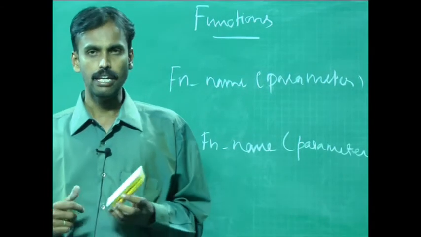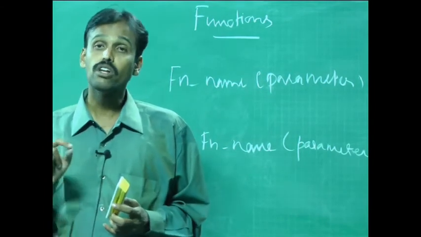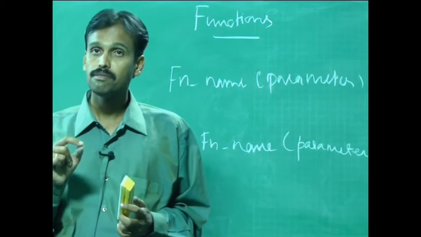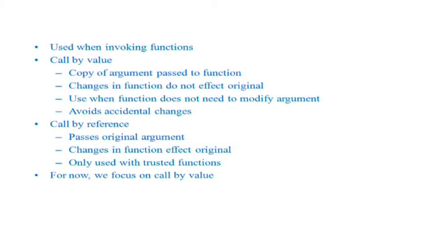What is call by reference then? It passes the original argument. Note down the difference. In case of call by value, it passes a copy of the argument, whereas call by reference passes the original argument itself. Then the changes in the function affect the original, because the thing that we have passed in is the original argument. It is only used within trusted functions. If you have very good trust in a function, use this. Otherwise, go for call by value, which does not disturb the original value.